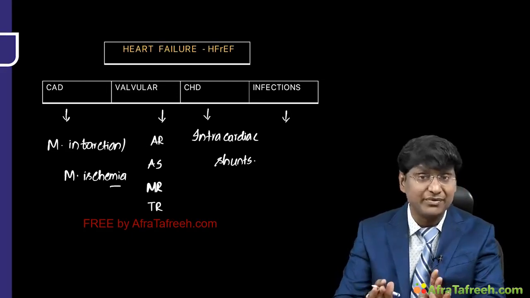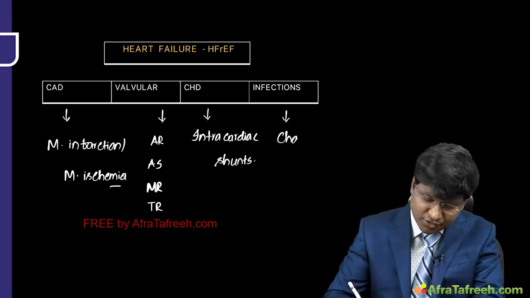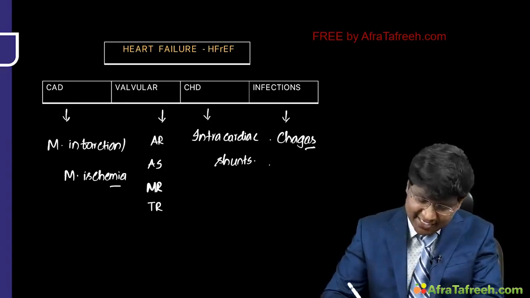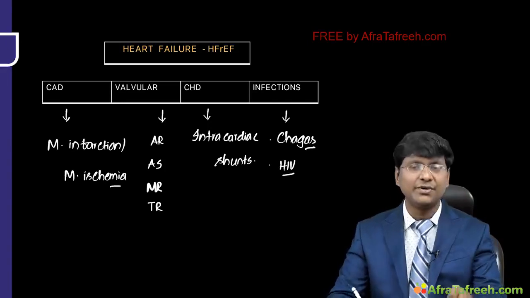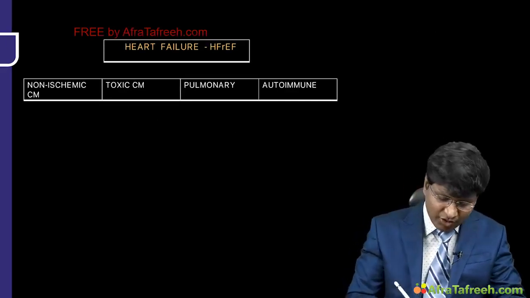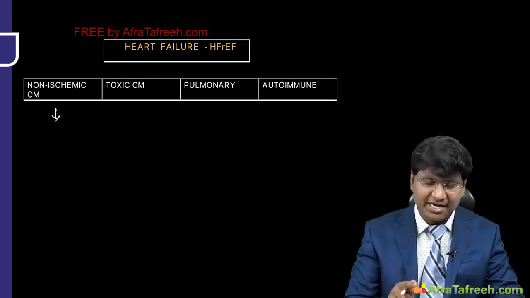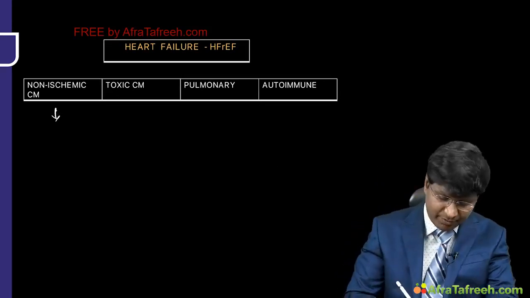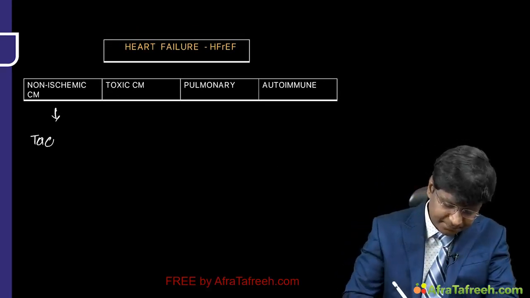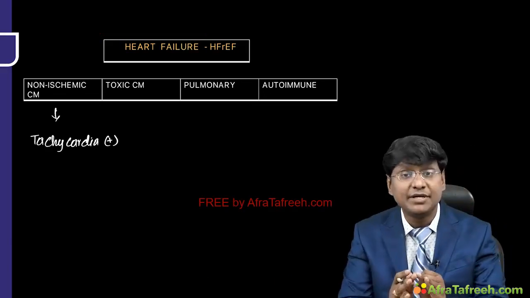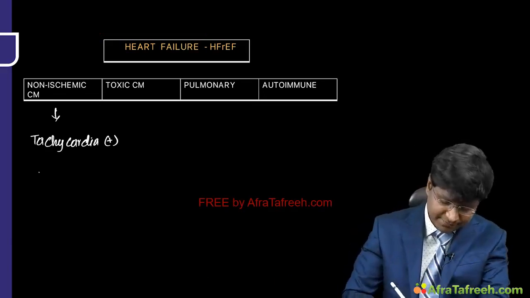Next, infections, very important: infections caused by Trypanosoma cruzi, that is Chagas disease, as well as HIV. HIV usually causes cardiomyopathy, and that makes the individual land up in heart failure. Then what are the etiologies that cause non-ischemic cardiomyopathy causing heart failure with reduced ejection fraction? That includes number 1, tachycardia-induced cardiomyopathy, number 2, infiltrative disorders.